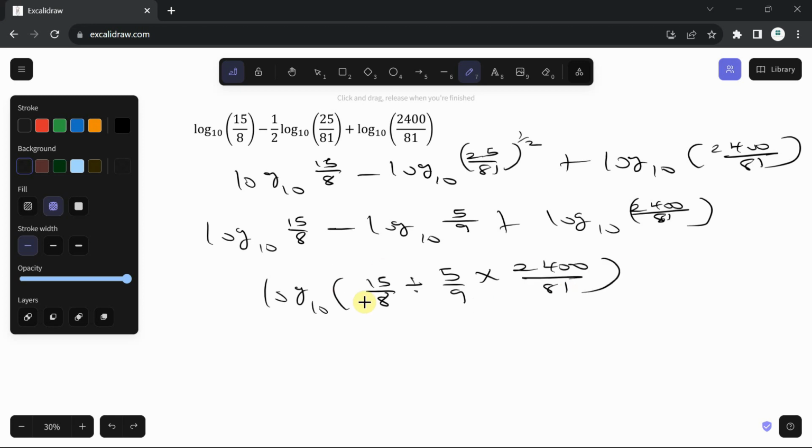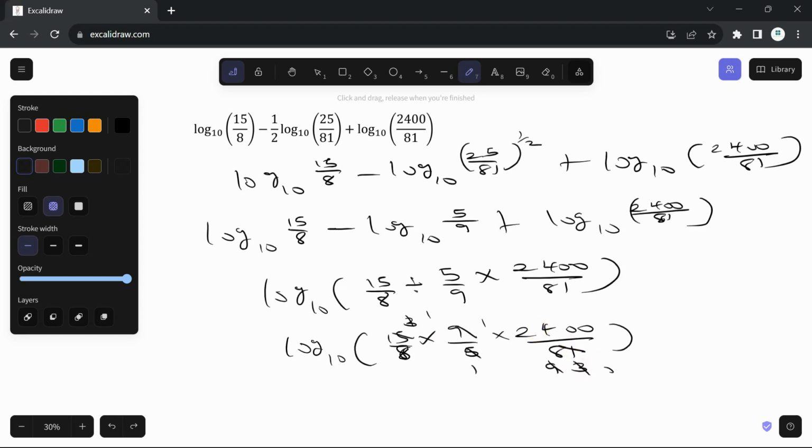All right, so let me resolve everything. So this is log 10 15 over 8 because division is done as multiplication, times 9 over 5 times 2400 all over 81. Great. So let's divide now. 9 here 1, 9 here 9, 5 here 1, 5 here 3, 3 here 1, 3 here 3, right? 3 here 1, 3 here 800, 8 here 1, 8 here 100.